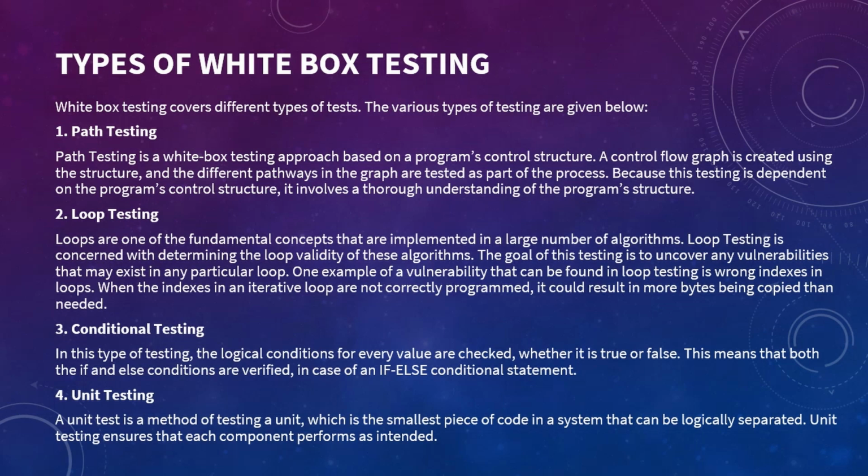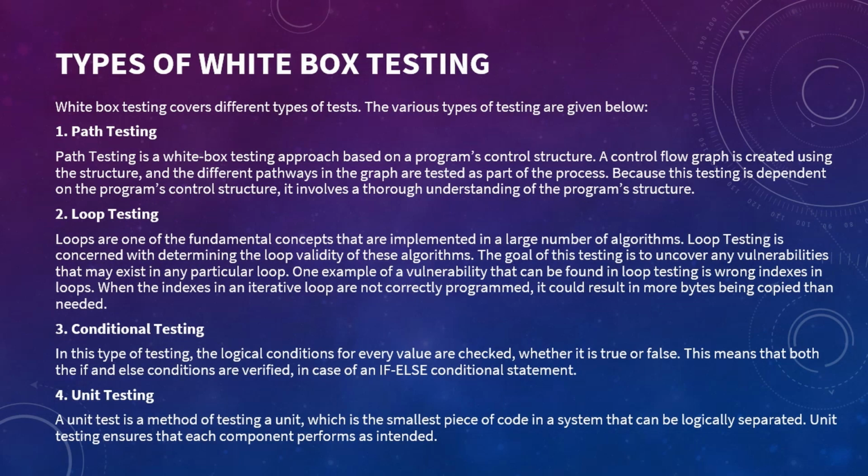A control flow graph is created using the structure, and the different pathways in the graph are tested as part of the process. Because this testing is dependent on the program control structure, it involves a thorough understanding of the program structure. 2. Loop testing.